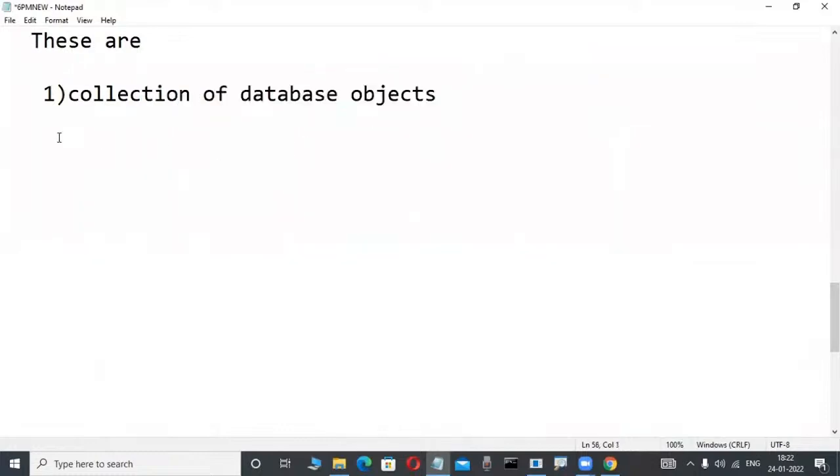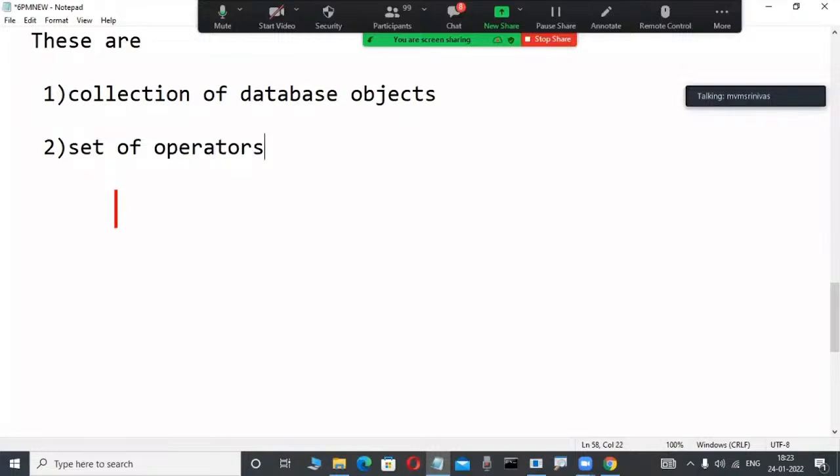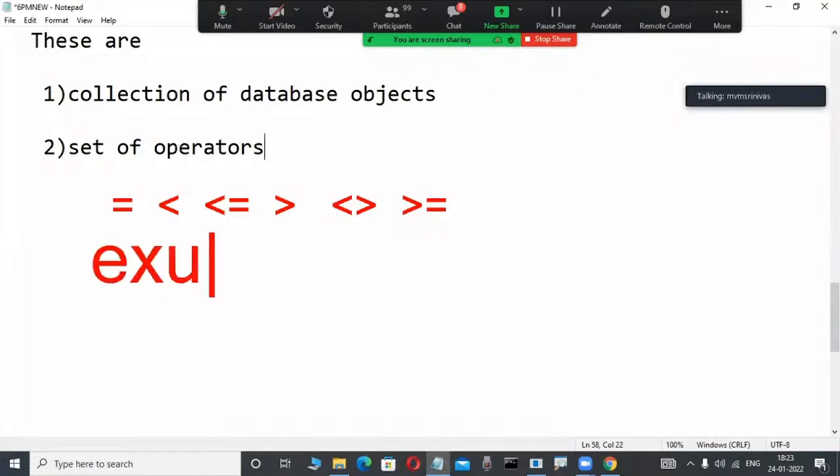In our courses we are learning not only the collection of database objects. In any relational data model product we also observe another easy concept. What is that one? A set of operators is available. Operator means, like in C language or Java, equal to, less than or equal to, greater than or equal to, not equal to. These types of operators are there. But here we are thinking not only of these operators, but of a set of different operators in every relational data model.